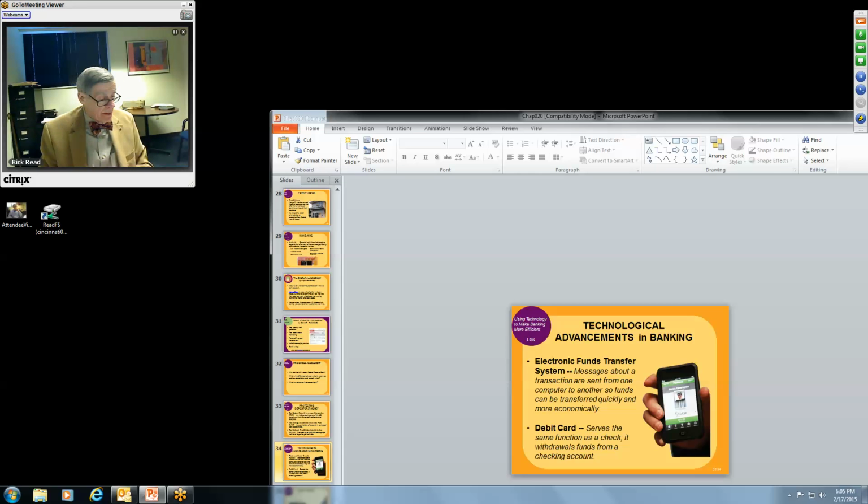And then we have two other things we want to talk about. We want to talk about the World Bank and the International Monetary Fund. Information about these two can be found on page 572 in your text.